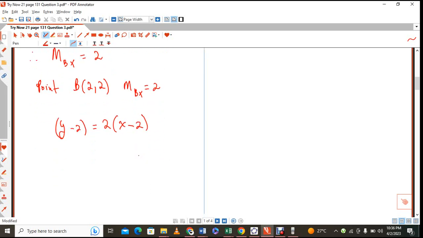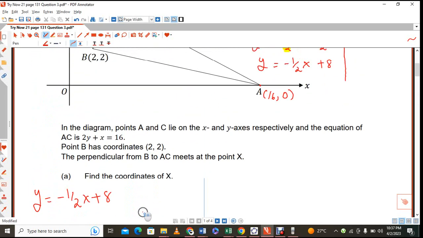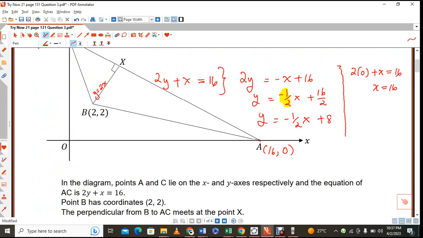Right, so we can multiply out in order to find the equation. That's going to be 2x minus 4 on this side, and that's y minus 2, and then y will be on its own, so it's 2x minus 4 plus 2. So this equation is y equals 2x minus 2. Right, so I can go back to my diagram, and I have the equation y equals 2x minus 2. Right, so now I have two equations.